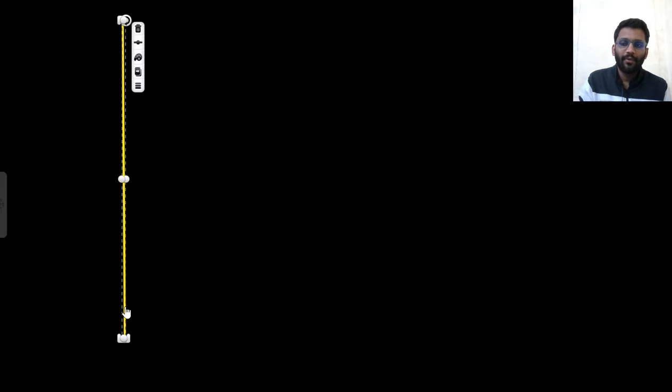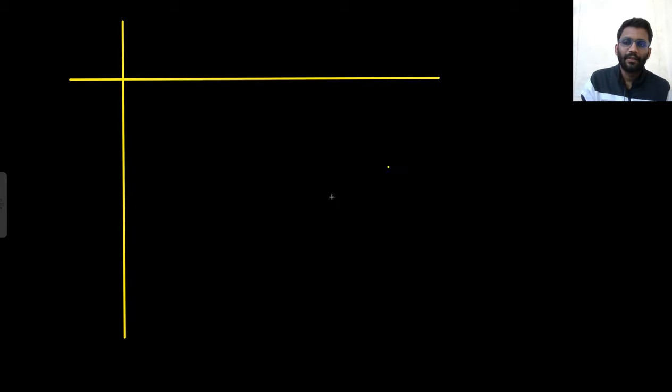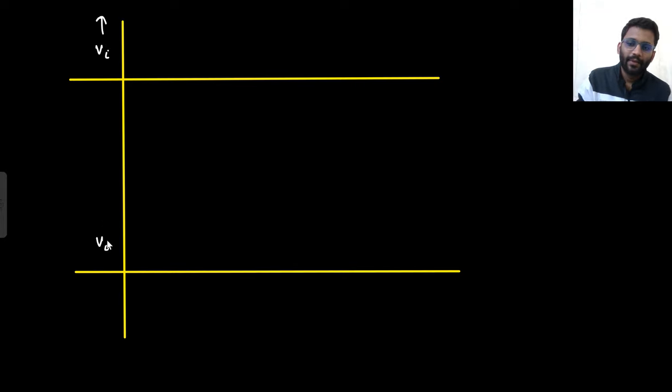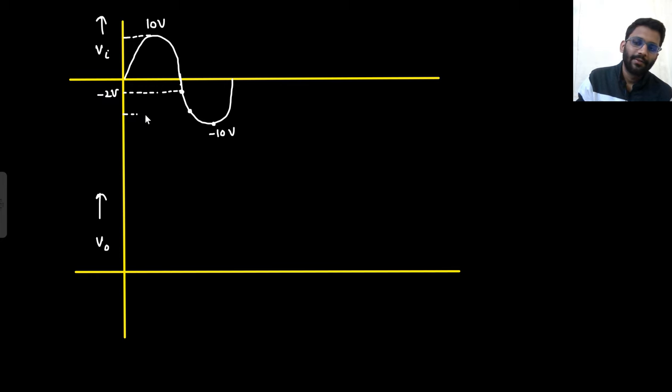Let's assume any input, and make the graph. I am assuming it goes from minus 10 to plus 10. This is plus 10 volt and this is minus 10 volt. This is your minus 2 volt and this is your minus 4 volt. This we are assuming. For every value greater than minus 2 volt, you are having minus 1.